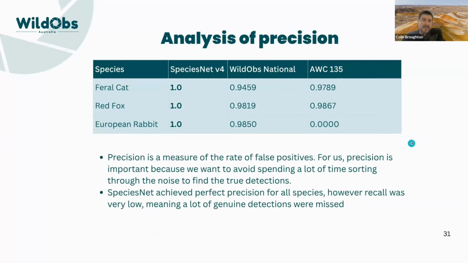Looking at precision, so this is more around the rate of false positives. For us, we care about precision because we want to avoid spending a huge amount of time sorting through the noise and finding those true detections. In this case, SpeciesNet achieved perfect precision for all of the species, meaning that when it made a prediction of that species, it was correct. However, given that recall was very low, it meant that a lot of the genuine detections were missed.